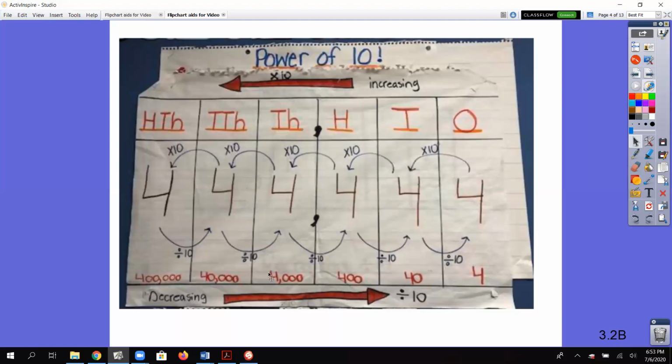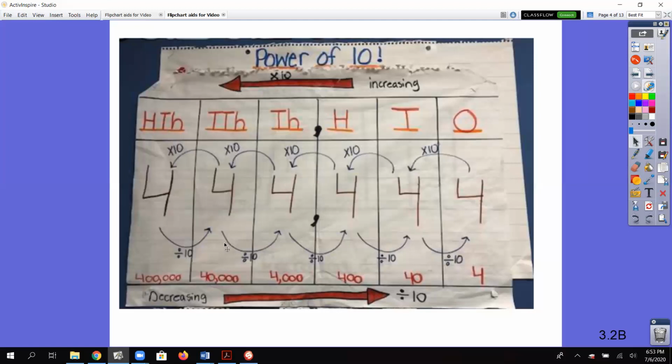If you notice as you move to the left, there's no zeros, 1 zero, 2 zeros, 3 zeros, 4 zeros, 5 zeros. That's because whenever you multiply a number by 10, you're increasing it by times 10. It's 10 times greater than the number before it. That's why this anchor chart is called the power of 10. Whenever you multiply by 10 going to the left, it's increasing by times 10. Whenever you're going to the right on the place value chart, you're decreasing it by dividing by 10. It's getting smaller going to the right. It's getting bigger going to the left.